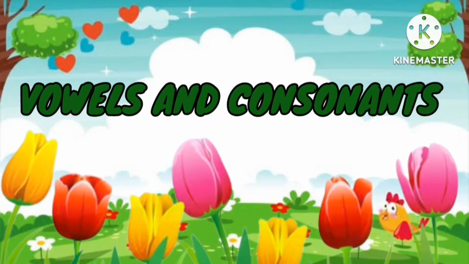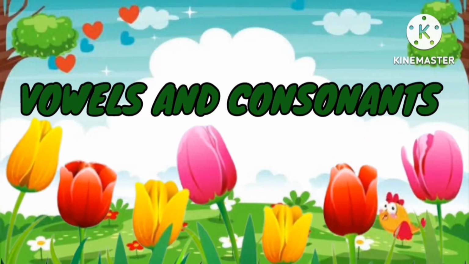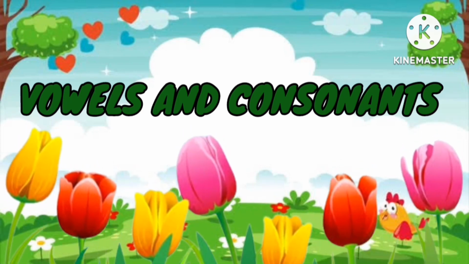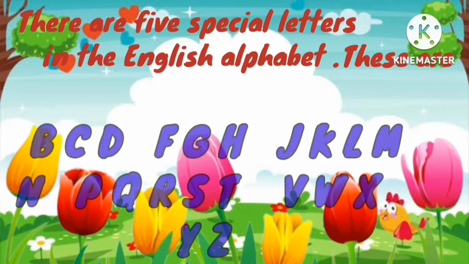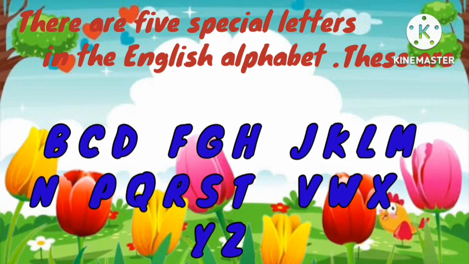Vowels and consonants. Let's start. There are 5 special letters in the English alphabet.